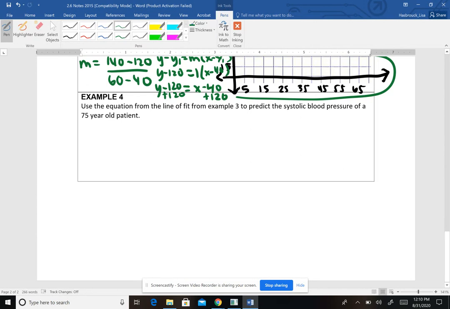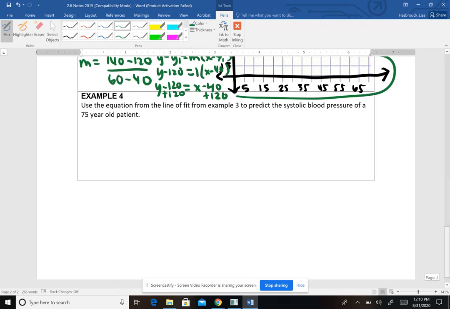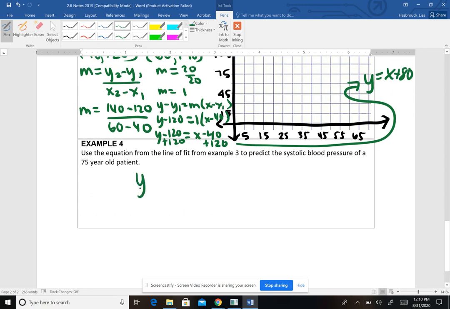In the last example, it says use the equation from the line of fit in example 3 to predict the systolic blood pressure of a patient that's 75. So you'd want to use that equation you just wrote, y equals x plus 80. And we're using 75 for our x, that's the age. So y equals 75 plus 80. So 155 would be the systolic blood pressure.